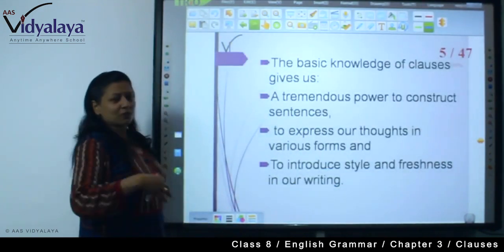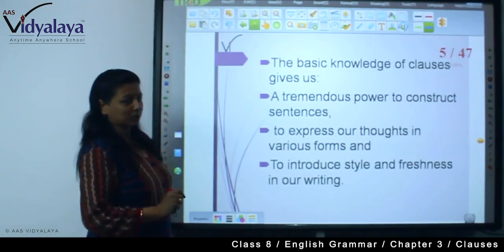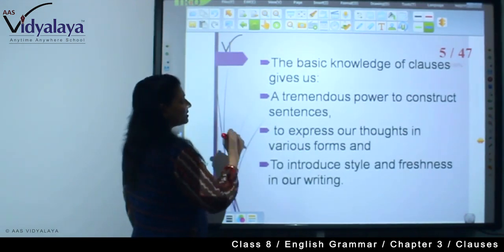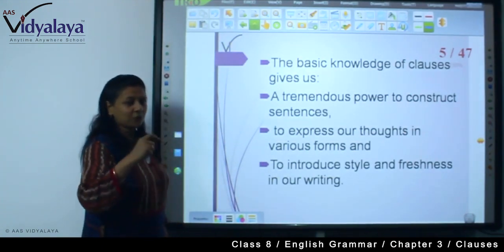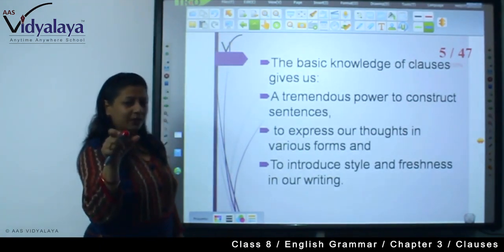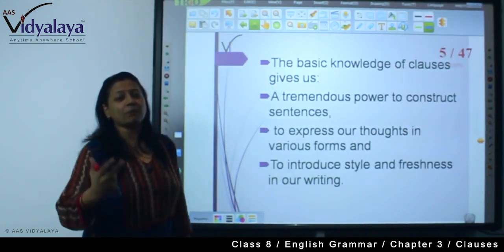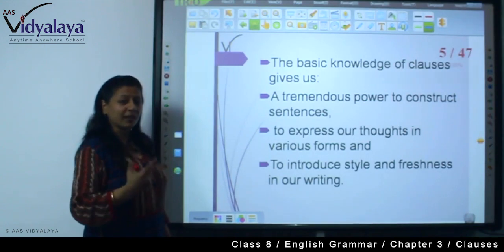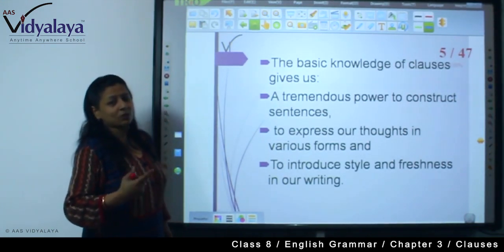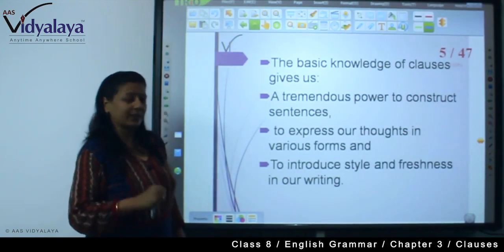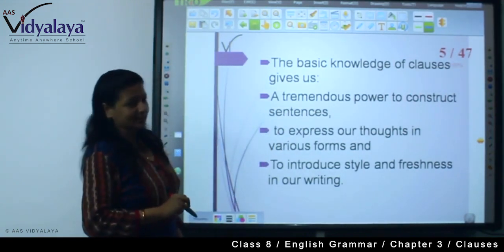The basic knowledge of clauses gives us what? Why is it very important to learn about clauses? First, a tremendous power to construct sentences. If you write in a brief way, whatever your thinking is, your sentence gets power. It becomes very interesting and people may say that you have written in a very skilled way. So, a tremendous power to construct sentences.